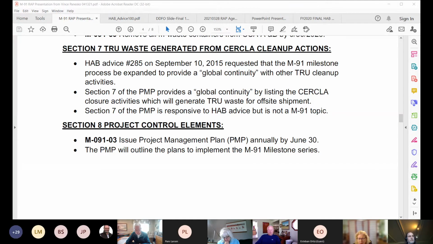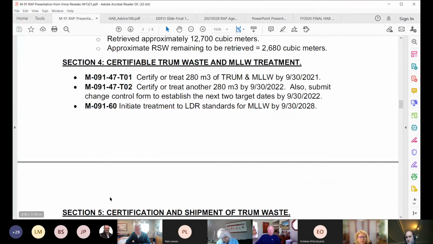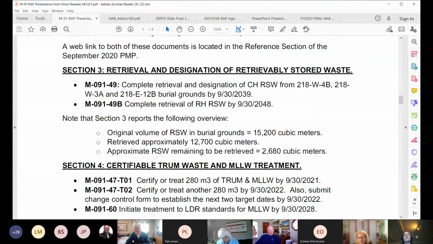No, the question is not milestones. The question is progress toward milestones through a baseline or a critical path schedule. Well, some of these are yearly schedules. For example, section 4, look at milestone 47T01, treat 280 cubic meters by September 30th of this year. And so then you do the same next year. And so these are little monitored steps, as you say.